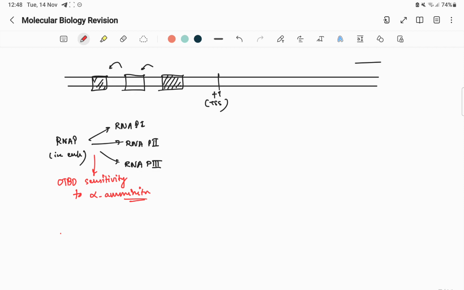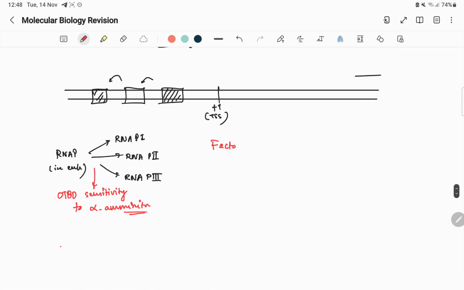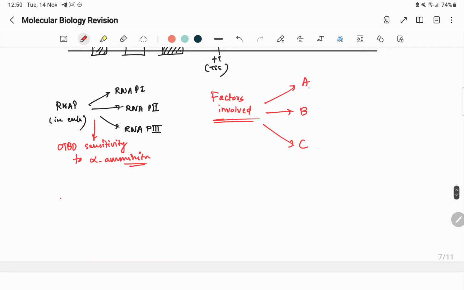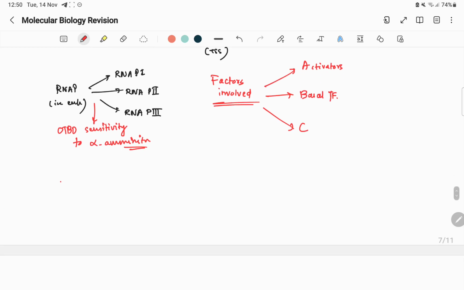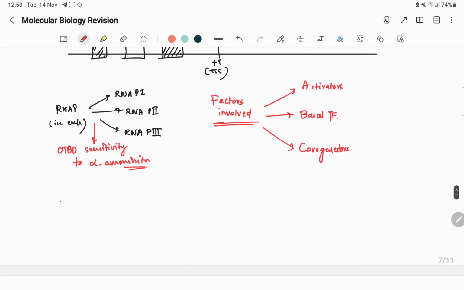Understood. So we have the factors involved in eukaryotic transcription. What are the factors involved? We have activators, basal transcription factors, and co-regulators. So you have A, B, and C factors involved. The first one is called activators, the second one is called basal transcription factors, and the third one is called co-regulators.